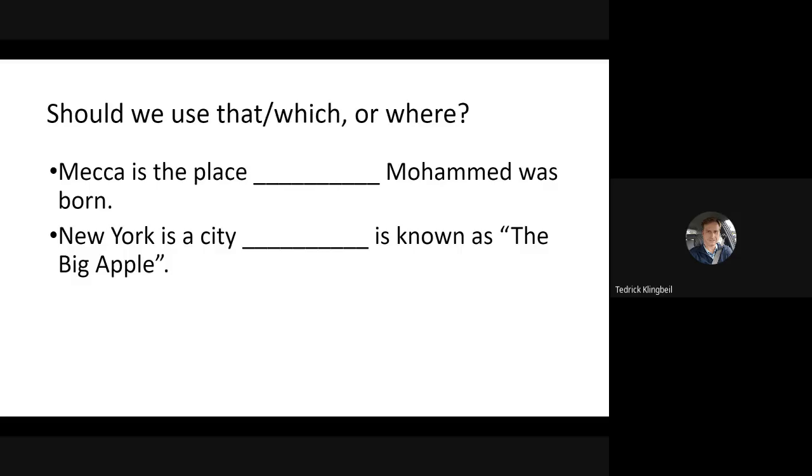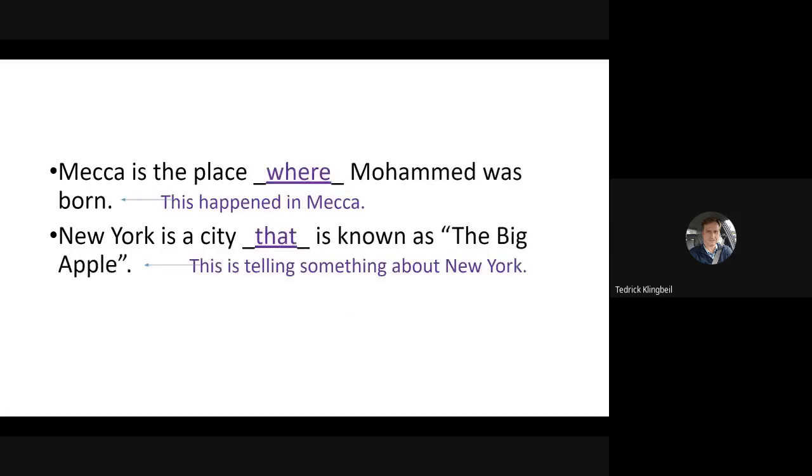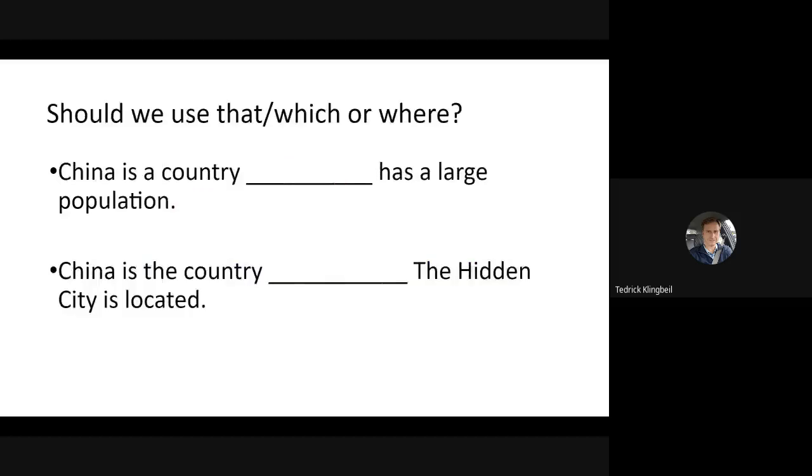Okay, so let's go ahead and have a look at the answers. Mecca is the place where Muhammad was born. Okay, this happened in Mecca. Or New York is a city that is known as the Big Apple. Okay, so this is telling something about New York. All right. Should we use that, which, or where? Okay, so here we go.